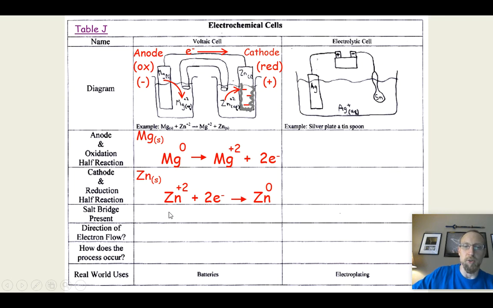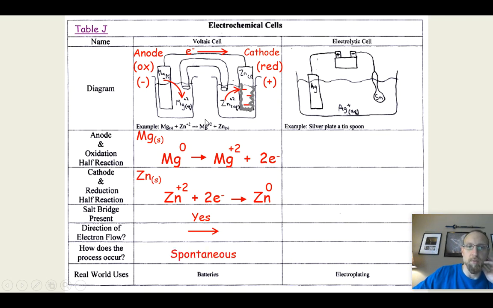And then is a salt bridge present? Yes. And then what's the direction of electron flow? To the right. So also with the salt bridge, remember what's the purpose of the salt bridge? Migration of ions, right? That's the job of the salt bridge. It allows for a migration of ions so that we can maintain neutrality in each of these half cells so that electrons can continue to flow. All right, so we can get a continuous flow of electricity, and those electrons can then be used to do work. So how does this process occur?